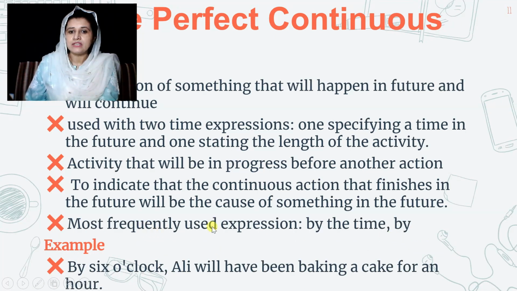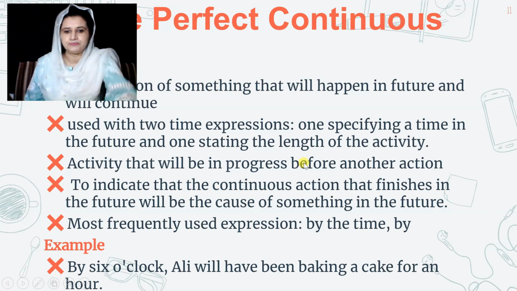Most frequently used expressions in future perfect continuous tense are by the time, by. For example, by 6 o'clock, comma, Ali will have been baking a cake for an hour, right? So these are the most common expressions with future perfect continuous tense.